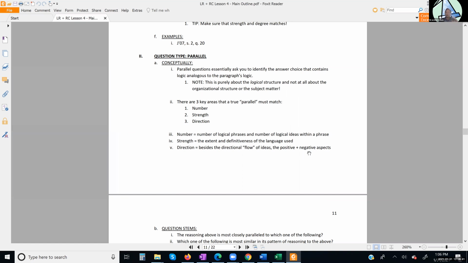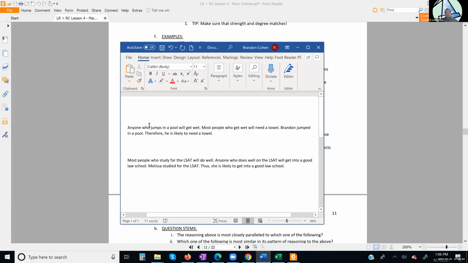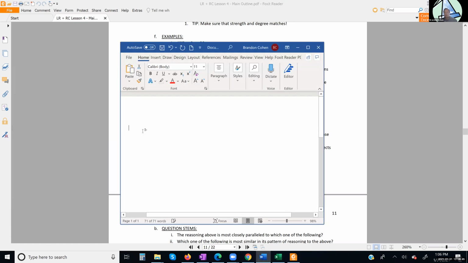And we have to make sure that they're not reversing it. If we were in this example, or let's go with the original pool one, anyone who jumps in a pool will get wet. Anyone who gets wet will need a towel. Brandon just jumped in a pool, therefore he's going to need a towel. That's the initial stimulus example.